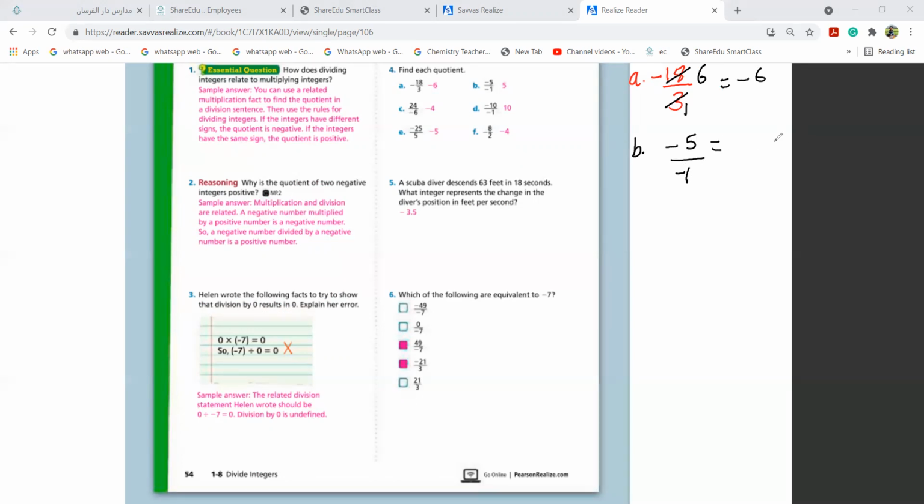Yes, Malak, this one, do it. Both are negative. What is my answer? Positive. 5 over 1 is positive 5.